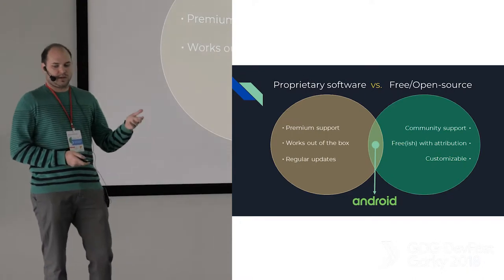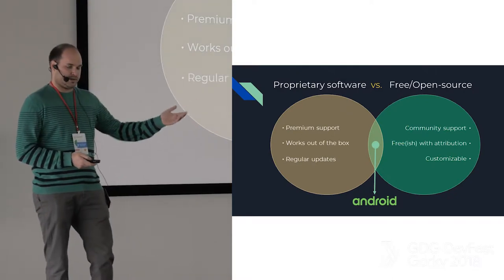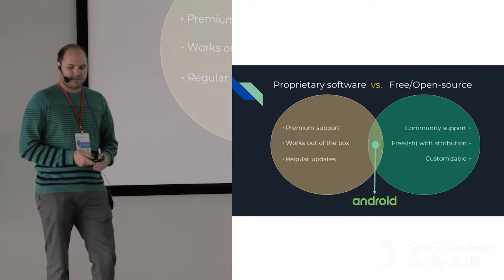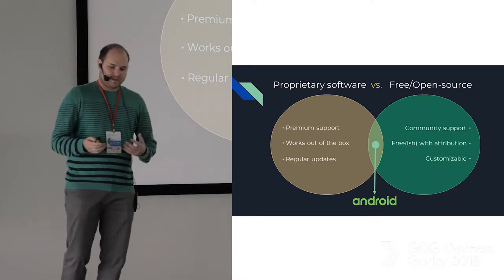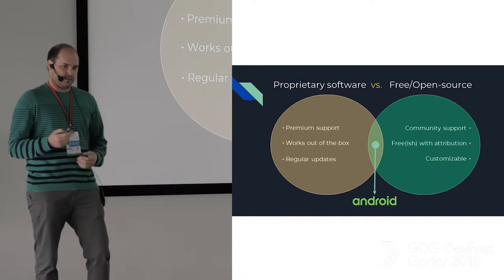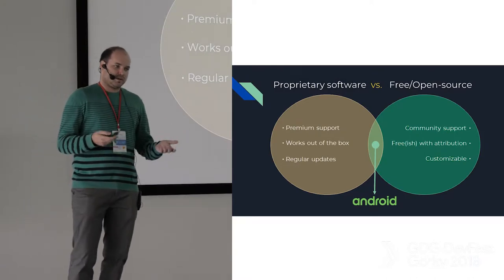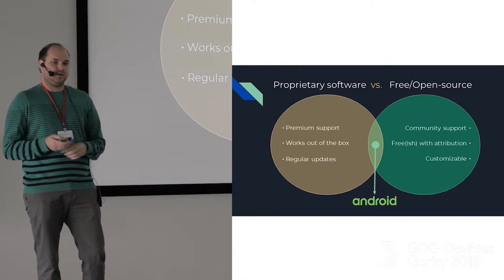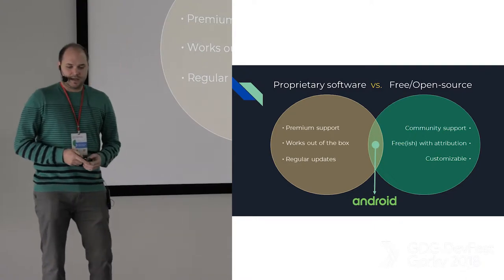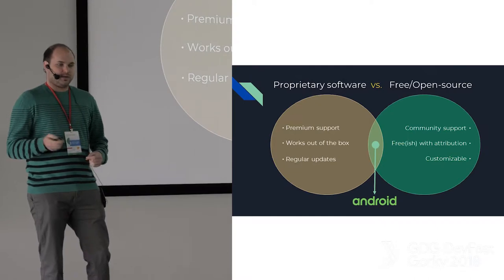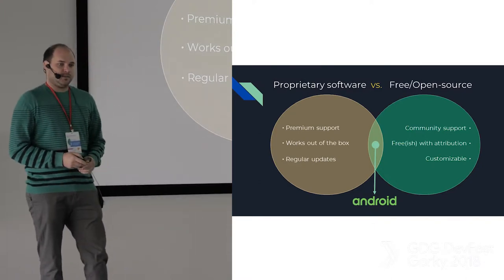Proprietary software allows you to get software that works out of the box. It has premium support. You can contact the company that built the software for you. And also, you get regular updates. When something is broken, you get the fix in the next couple of days. With free or open source software, this is a bit more difficult, but you still have support, coming from the community, like Stack Overflow and stuff like this. You get the software free, but usually they ask you to provide some attribution, like a thank you in your about page to say which open source libraries you used. And it's usually customizable. Any open source software can be forked with a proper license, and then you can change it however you want. It's a very good thing.